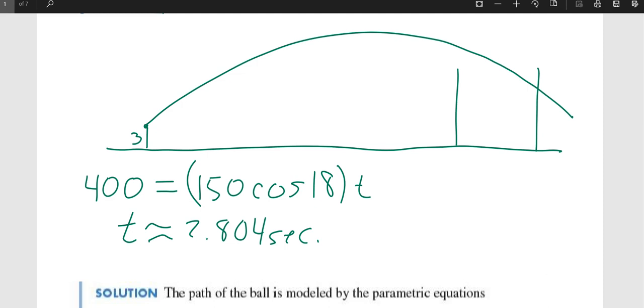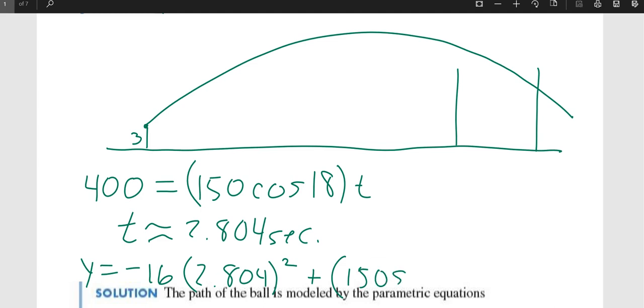Now, we need to use that in the other formula. We have y equals -16 t squared, and we know what t is, 2.804 seconds, plus 150 sine 18, because that's the velocity of the vertical component, times the time, 2.804, plus the original height. What's the original height? 3. We have everything we need to figure out the vertical distance.